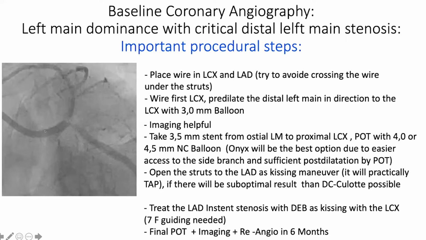So I would try to cover from the ostium to the circ, perform POT with minimum 4.0, maybe 4.5 millimeter, recross to the LAD, treat LAD in-stent with drug-coated balloon, probably stent here one more stent to the distal first stent, try to keep the diagonal branch open, perform final kissing and final POT. And again, I think imaging will be very, very important. I would definitely recommend a re-angio after 6 months to check this complex anatomy.